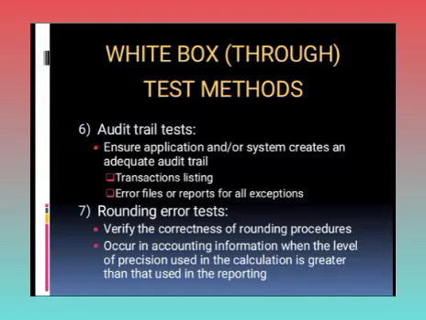So the last test method is the rounding error tests, which verify the correctness of rounding procedures. Rounding errors occur in accounting information when the level of precision used in the calculation is greater than that used in the reporting. For example, interest calculations and bank account balances may have a precision of 5 decimal places, whereas only 2 decimal places are needed to report balances. So if the remaining 3 decimal places are simply dropped, the total interest calculated for the total number of accounts may not equal the sum of the individual calculations.